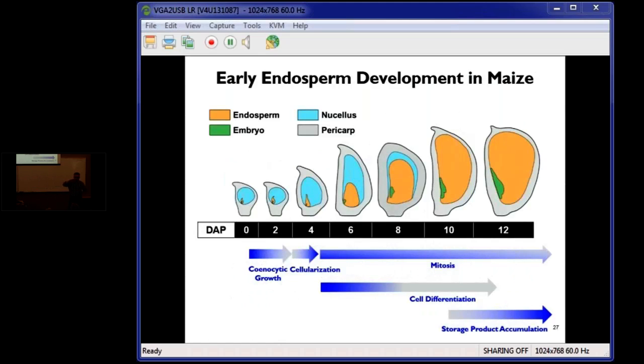So here I have sort of tried to summarize what happens in the first 12 days after pollination in the developing seeds in maize. And so what I showed you earlier was the little bitty developing embryo and endosperm in a much larger seed ovule structure or early developing seed.